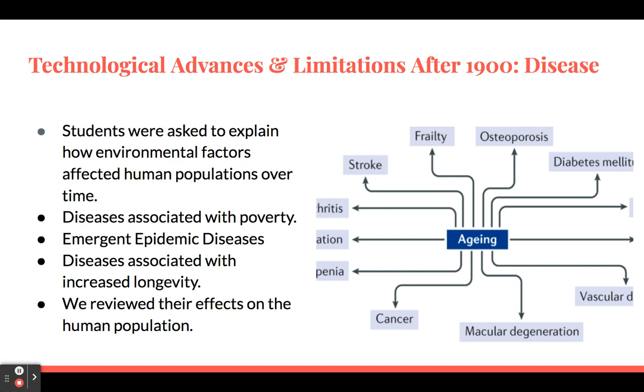We also talked about technological advances and limitations after 1900, specifically around disease. Students were asked to explain how environmental factors affected human populations over time. So we focused on categories of diseases, such as those associated with poverty, emergent epidemic diseases, and diseases associated with increased longevity, and we reviewed all of their effects on the human population.